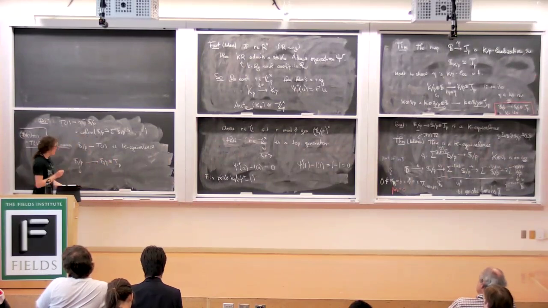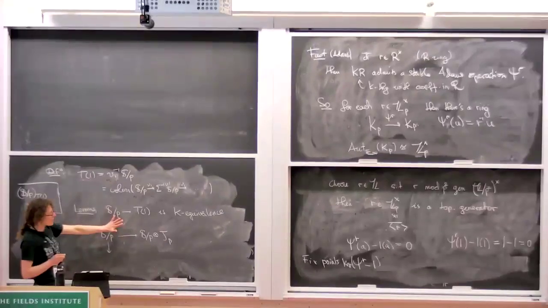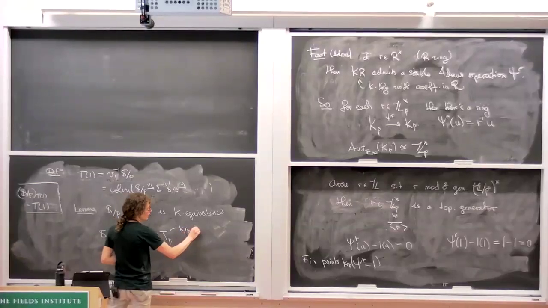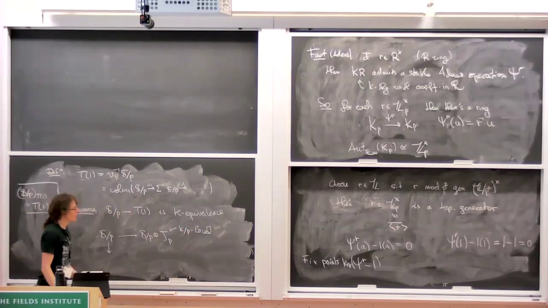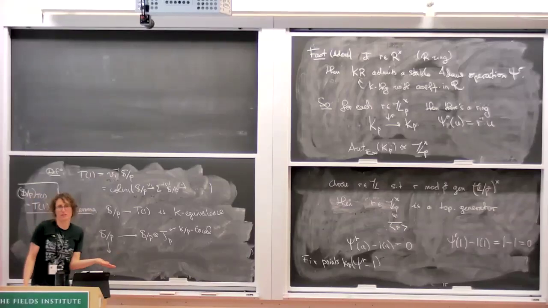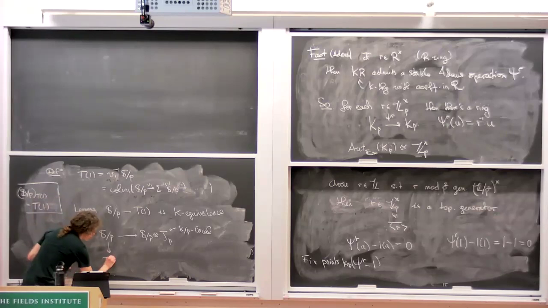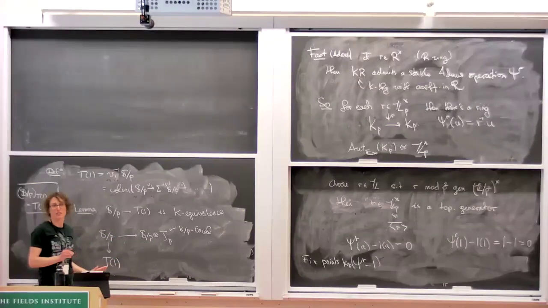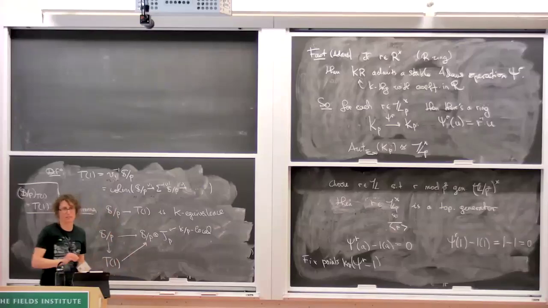But remember, this thing is K mod P local, and localization is a terminal equivalence. So that means that if I have any other equivalence and a map to a local object, I have to be able to factor it. So I'm going to get a factorization like this.